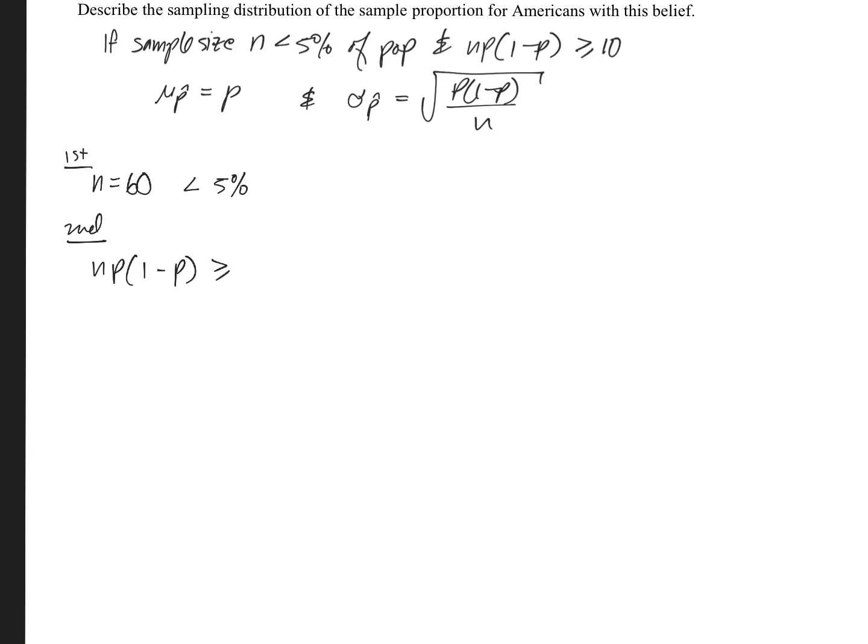Is that going to be greater than or equal to 10? Well, n is 60, and our percentage is going to be 76%. We're given that in the problem. So 0.76 times 1 minus 0.76. Is that greater than or equal to 10? Okay, calculating that out, we get 10.944, which is indeed greater than or equal to 10. Just barely, but it is.